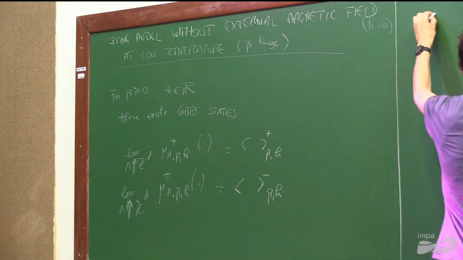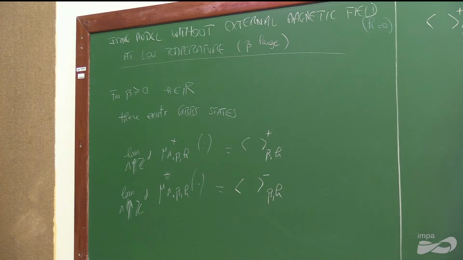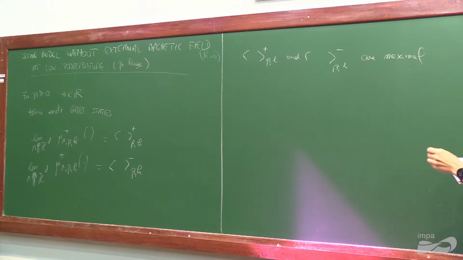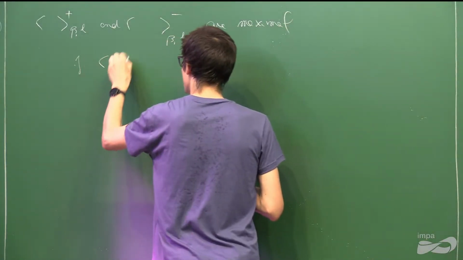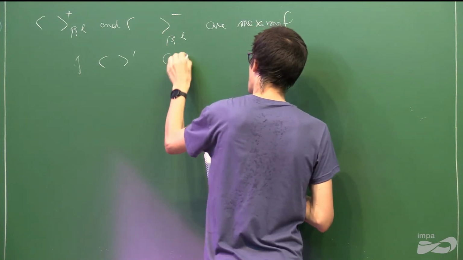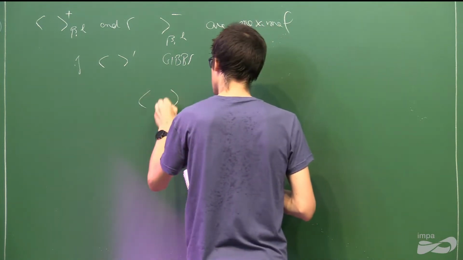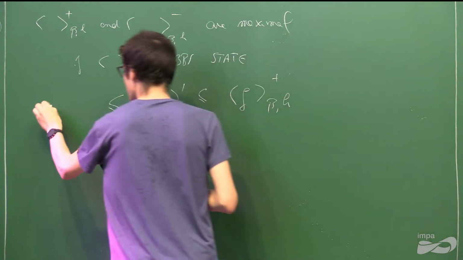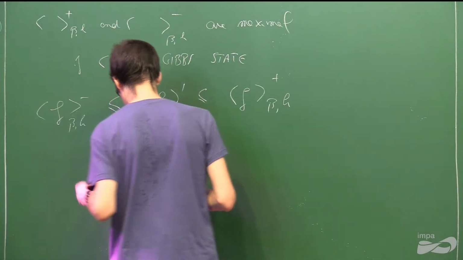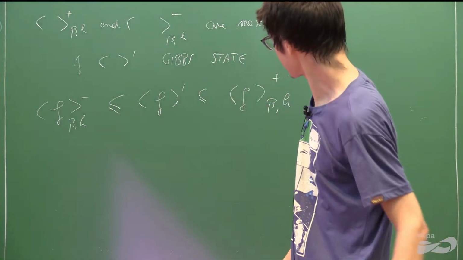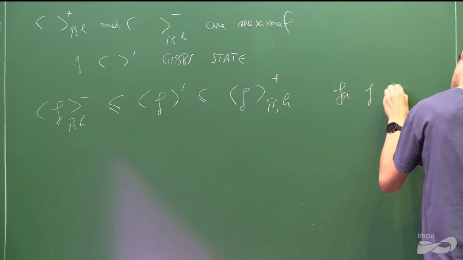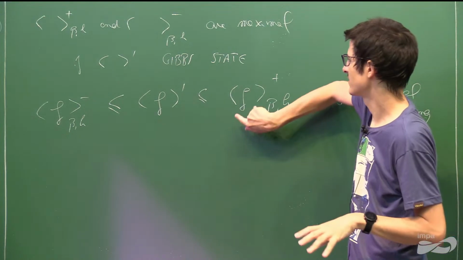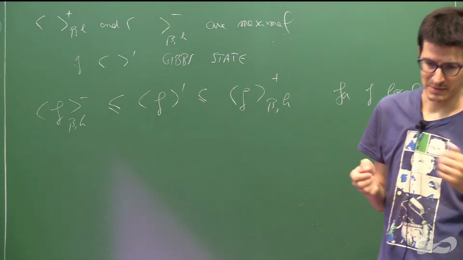Okay, and we have seen that this Gibbs measure are maximal in the sense that if I have another Gibbs state, then the expectation of an increasing function is somehow sandwiched between the expectation under the plus Gibbs state and the expectation under the minus Gibbs state.